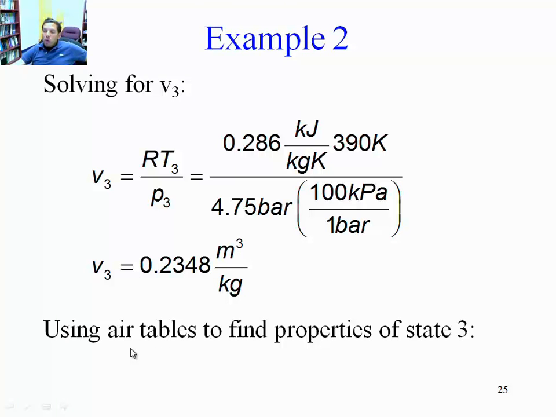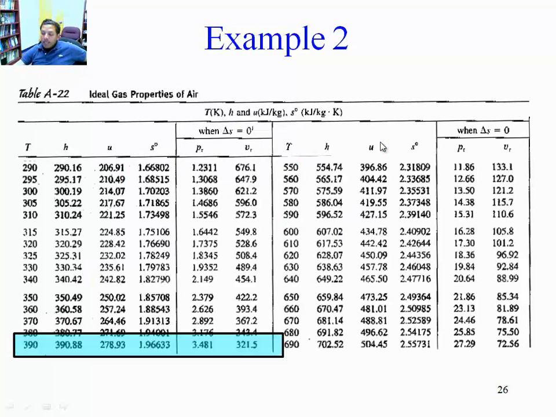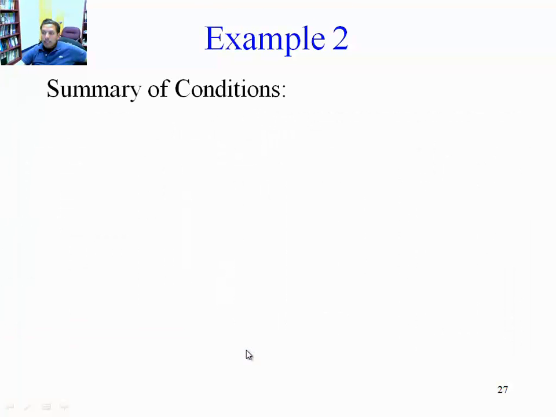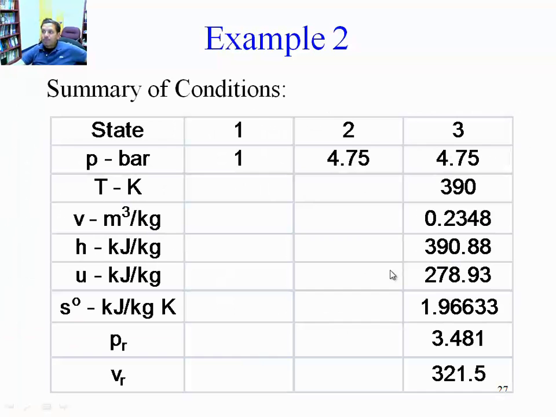Now we're going to go into the tables at 390 Kelvin. Tables for air, remember, are always organized by temperature, and we extract enthalpy, energy, S0, PR, and VR. And we write that in the table. That's it. So that column of state 3 is completed. You don't need anything else.